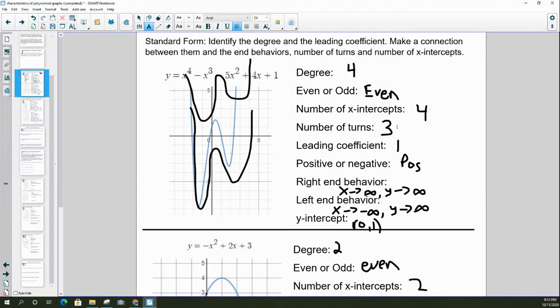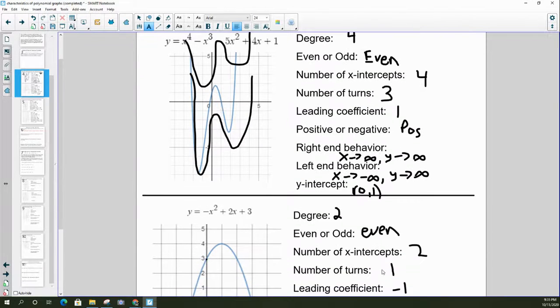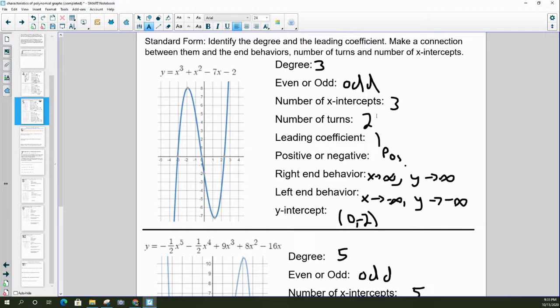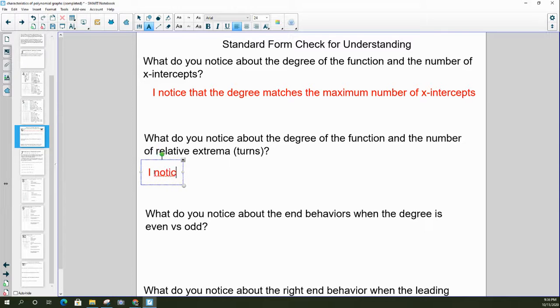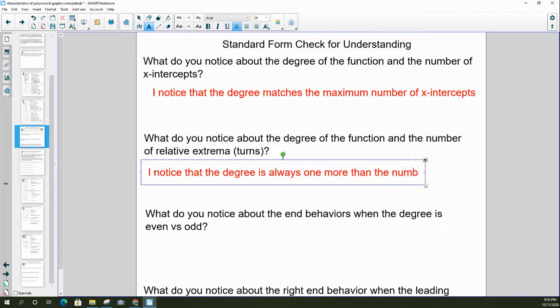So if you noticed, the degree was always 1 less than the number of turns. No wait, that should make sense, because the x-intercepts mean it's changing direction through there, and the extrema match change of direction. So there's only 1 less. Okay, and in this case, when I say it like this, the degree is always 1 more than the number of turns.